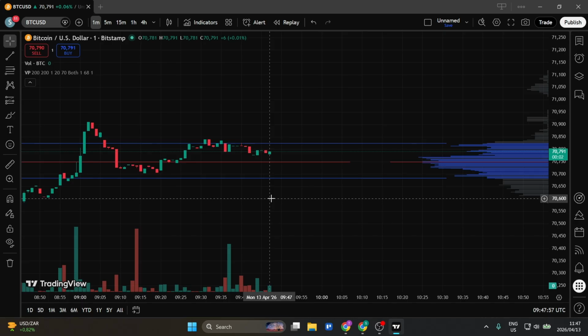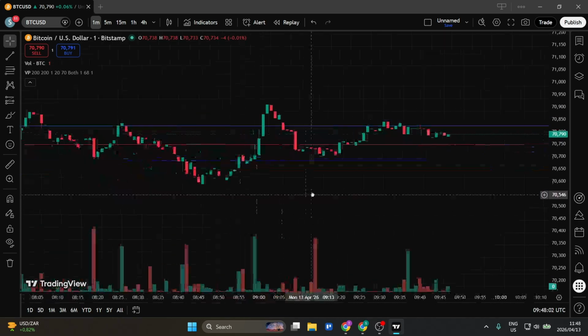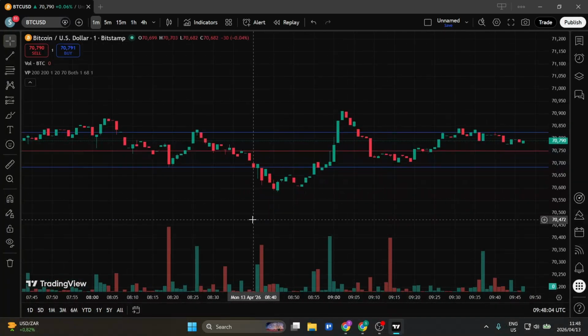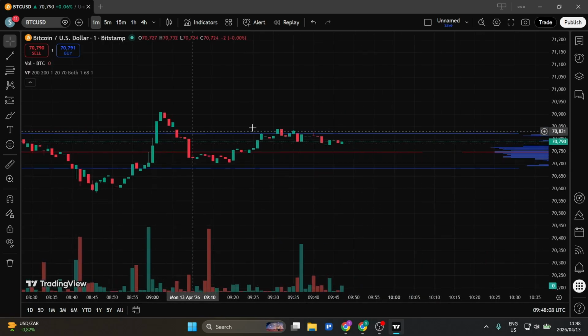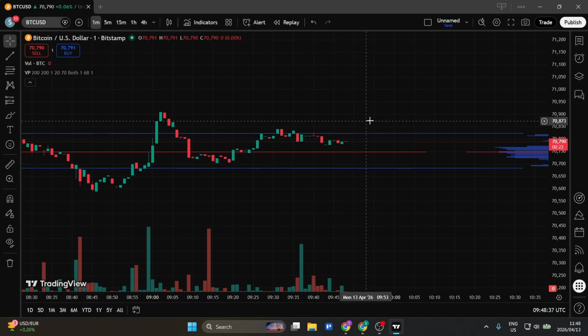Well, your first indication is a double bottom or a double top, okay? And this can be pulled out over here. So your double bottom, and then you'll have your double top over here. On your volume profile, there are three key things that you need to look out for: your VAH, your VAL, and then your POC.